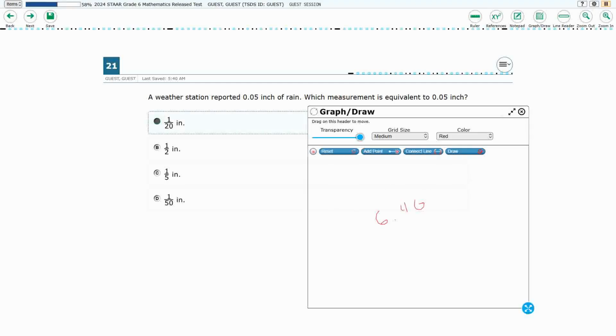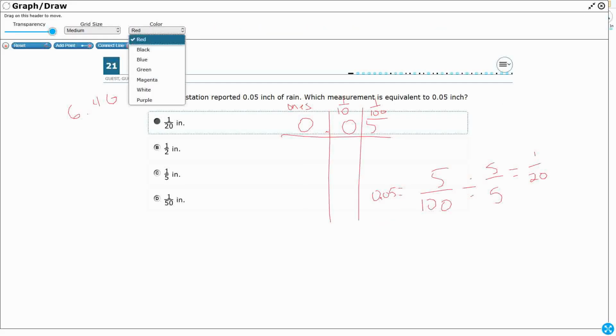Now let's see how we did across the state. So A was correct. We only had 48 percent of students. 48% of our students get this correct. So not nearly as high as I would think it would be. We had 12% on B. We had 19% on C, and then we had 21%.